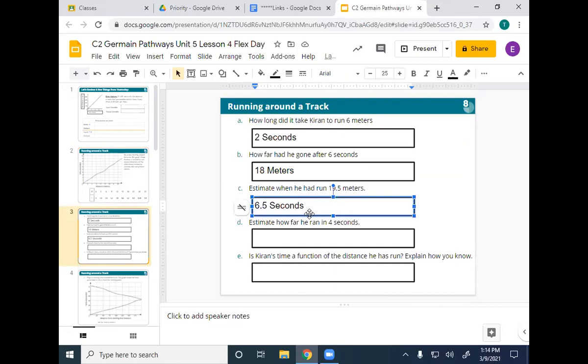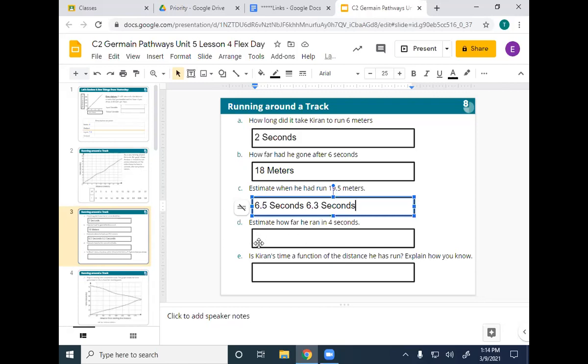Did anybody get anything else? Lily? 6.3 works as well. Very good. Because this is an estimate. Oh, that's funny. Isabella got the same one. Nice, Lily. Okay, now last one.